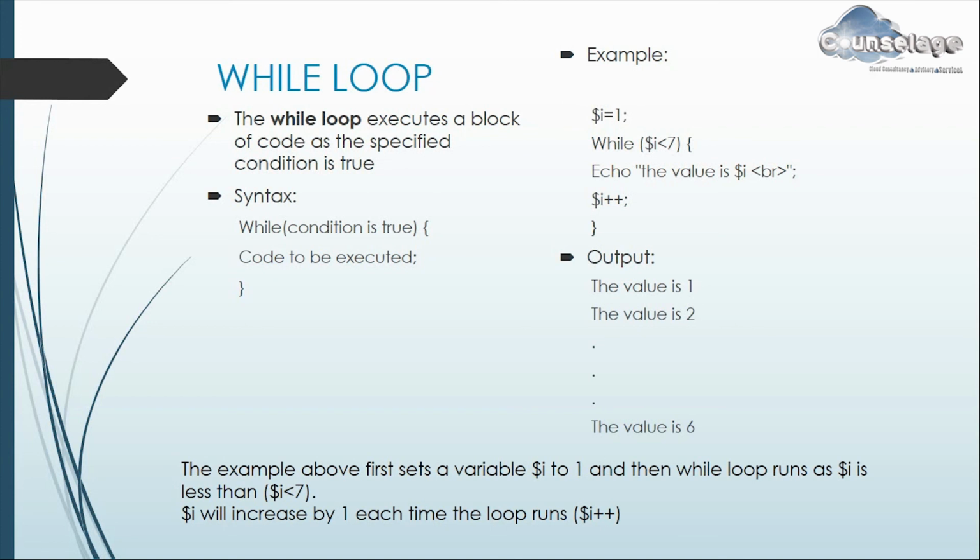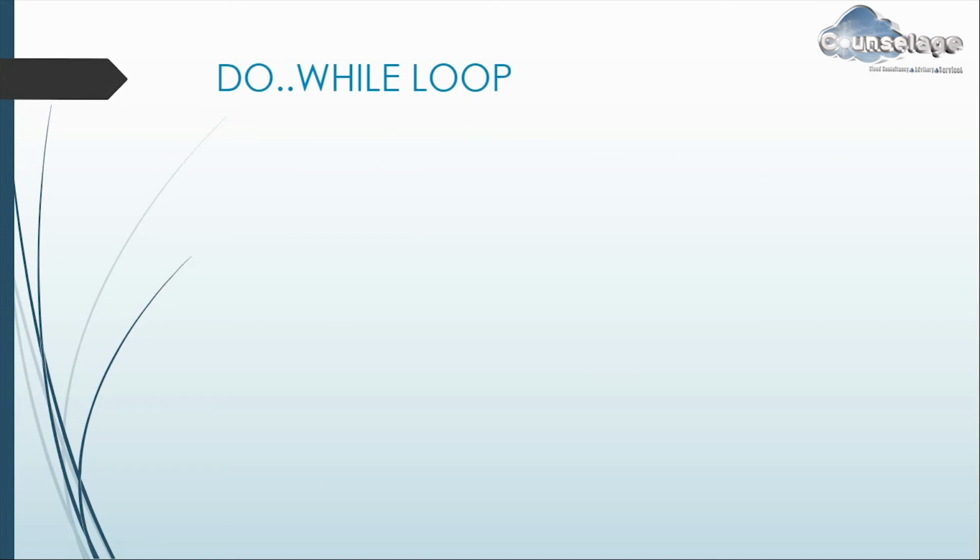The example above first sets a variable I to 1 and then while loop runs as long as I is less than 7. And then I will increase by 1 each time the loop runs because of post increment operator applied on I.